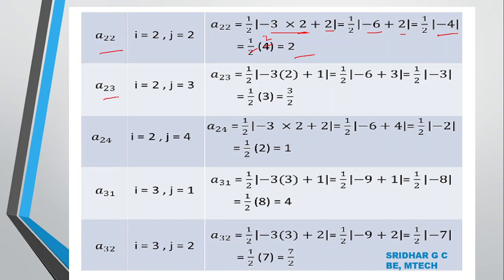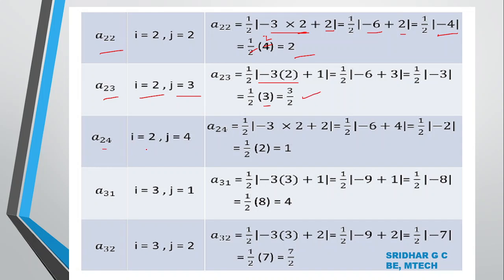Now A23. A23 means i equals 2, j equals 3. Substitute the value, minus 3 into 2 plus 1. 1 by 2, magnitude of minus 6 plus 3. Clear? Minus 6 plus 3. 1 by 2, magnitude of minus 3. It will become positive. So 3 by 2.